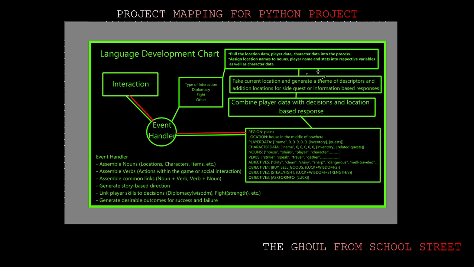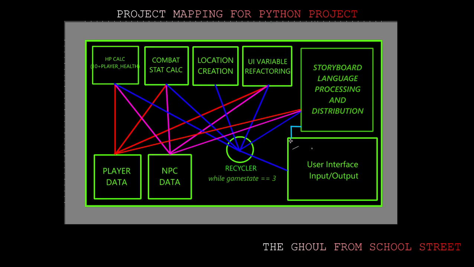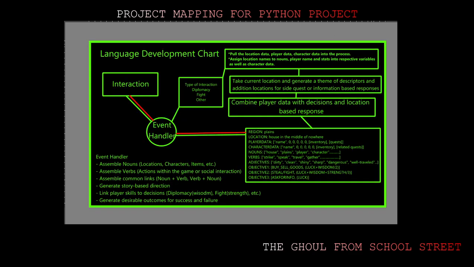You'll take it and generate a theme of descriptors and additional information that you might need for the decisions and responses. Put it all together, and you will get region, location, player data, character data, nouns, verbs, adjectives, objectives, all that stuff. That will go back through the event handler and then create and project the image through the user interface. Easy peasy, lemon squeezy, awesome work.